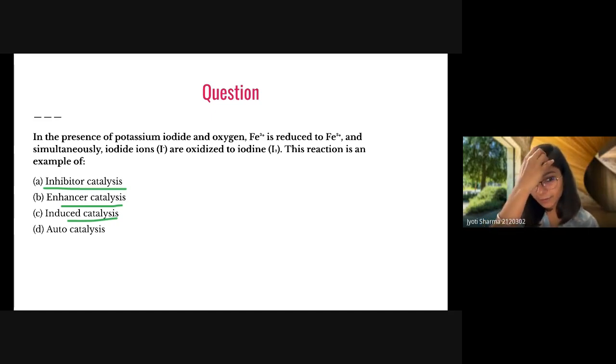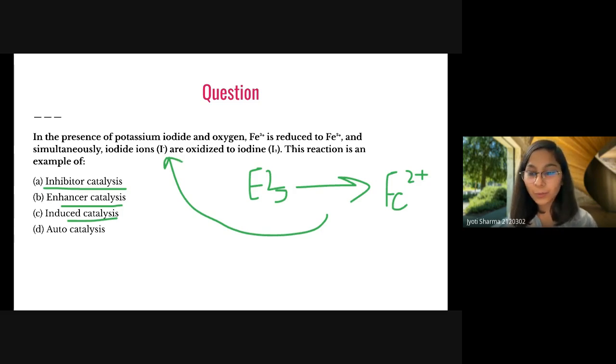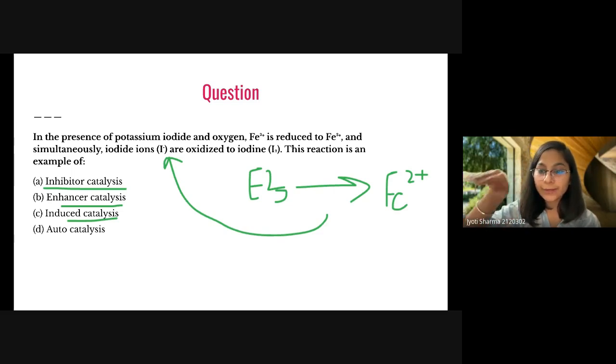But here, what is happening is that this Fe3+ is reducing to Fe2+, right? So as soon as this reaction happens, it will initiate another reaction, that is to oxidize I minus to I2. So the answer will be induced, and I'm telling you why. The first step will lead to the next step. So this is induced catalysis.